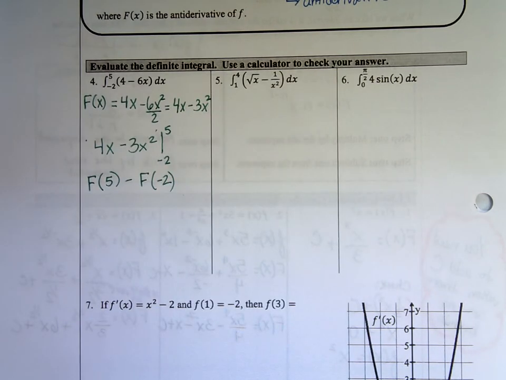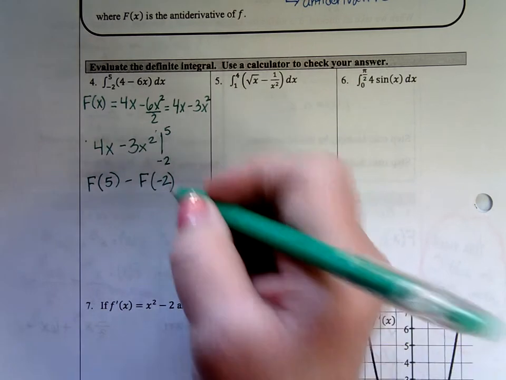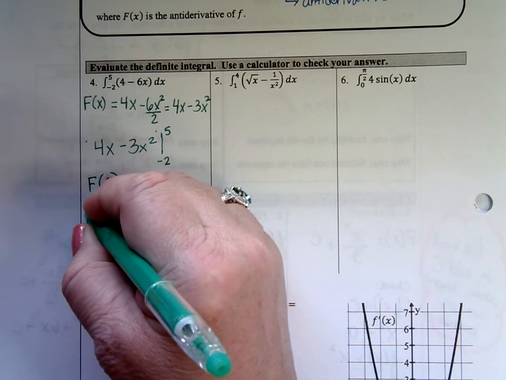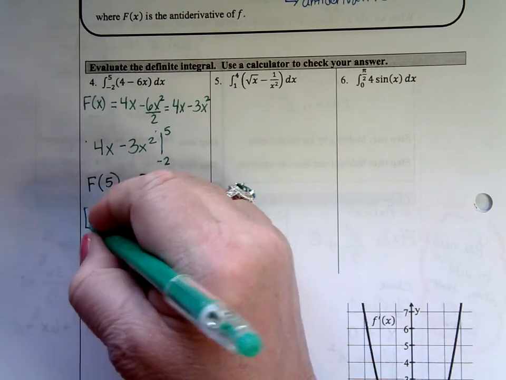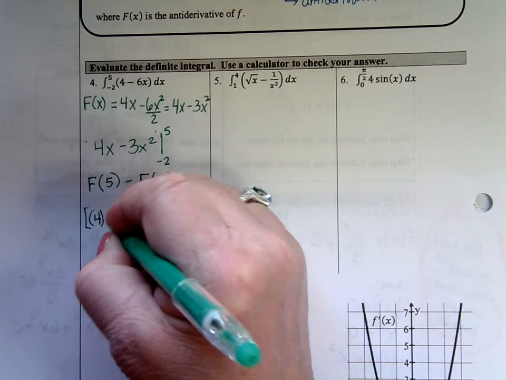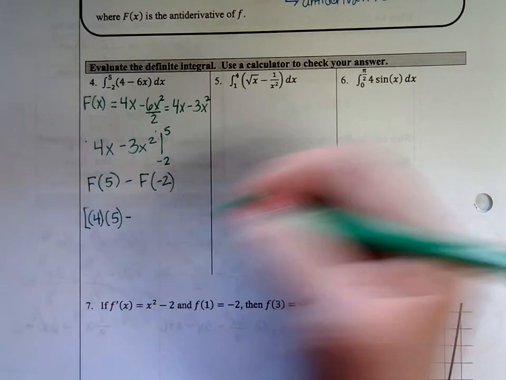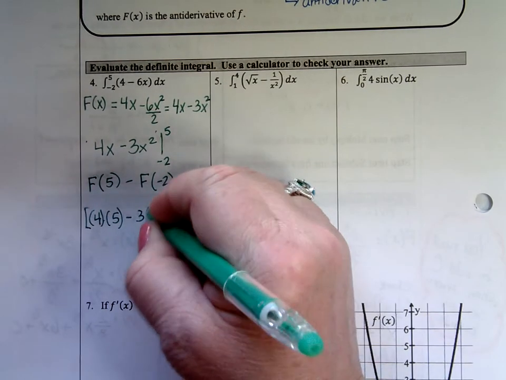So we found the antiderivative, that's step 1. Step 2 is plug those in. All right, well, if I put a 5 into this, then I'm going to use lots of different brackets and parentheses and things. I'll have 4 times 5 minus 3 times 5 squared.